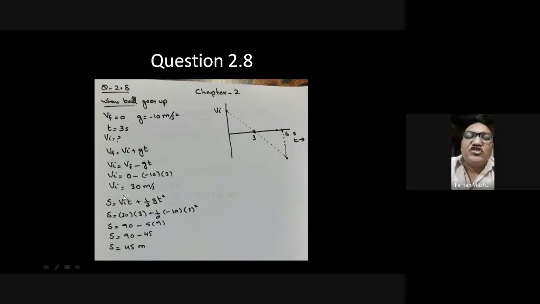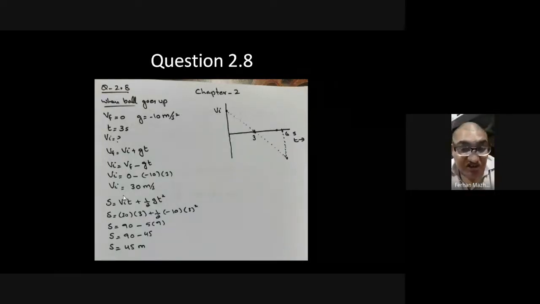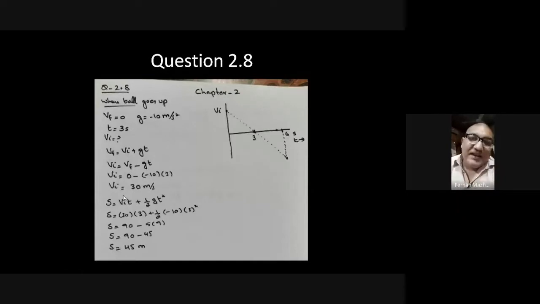As will become positive 3 into 10, that will be 30 meter per second. So the initial velocity with which the tennis ball was launched upward is 30 meter per second. And then they ask you a question: how much is the height attained? If you consider this portion in which it went up, the initial velocity is 30 meter per second.